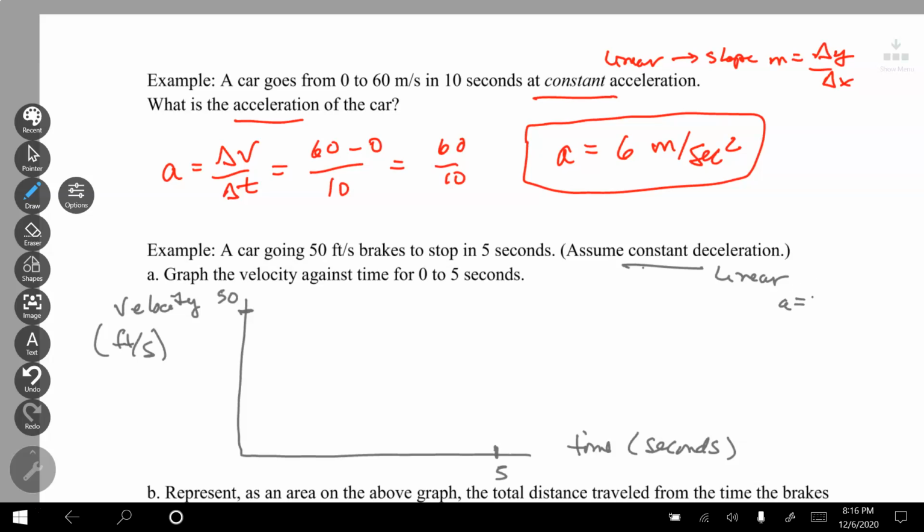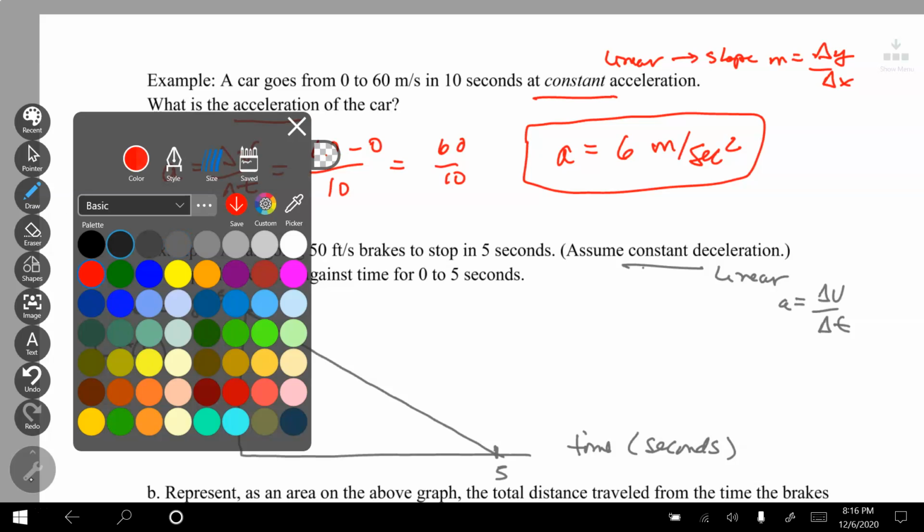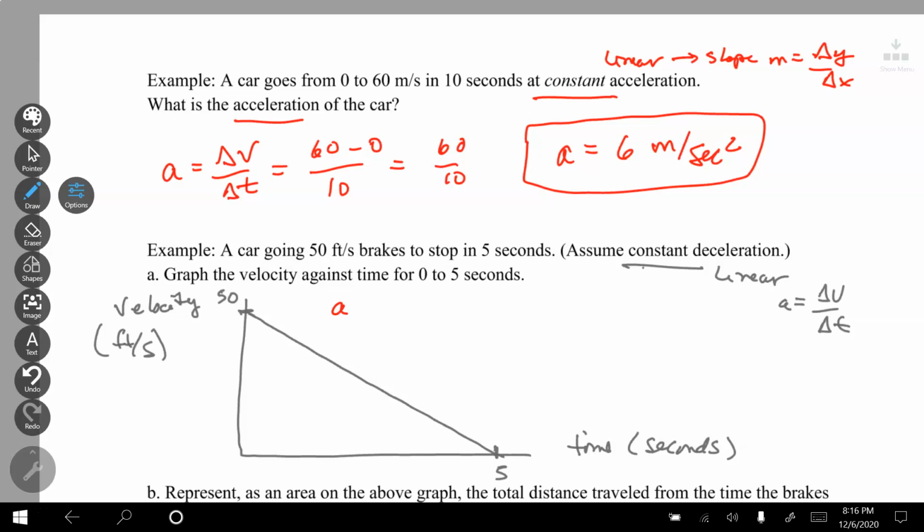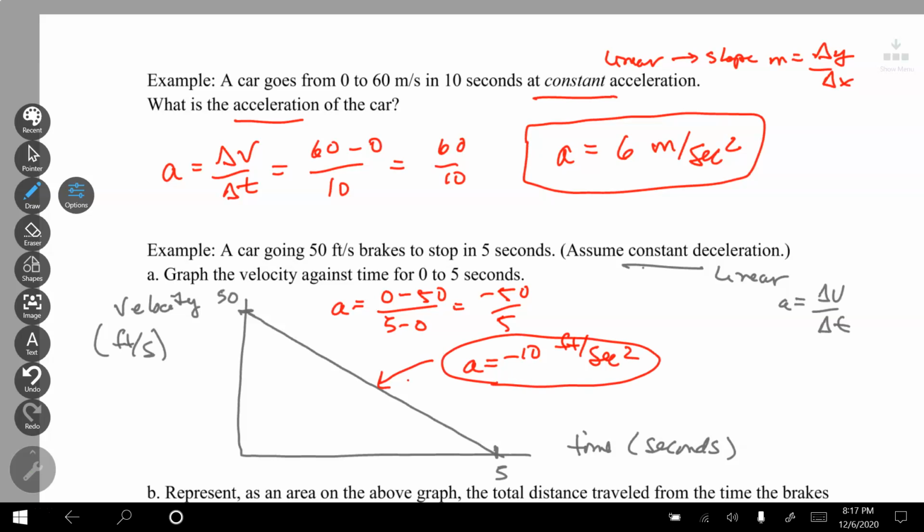That means my acceleration is change in velocity over change in time. So I'm going to try to draw this straight best I can. So there's my graph of this. If I want to determine the acceleration, my acceleration is going to be 0 minus 50 over 5 minus 0 seconds, which is negative 50 over 5. So my acceleration is negative 10 feet per second squared, and that is the slope of this line.